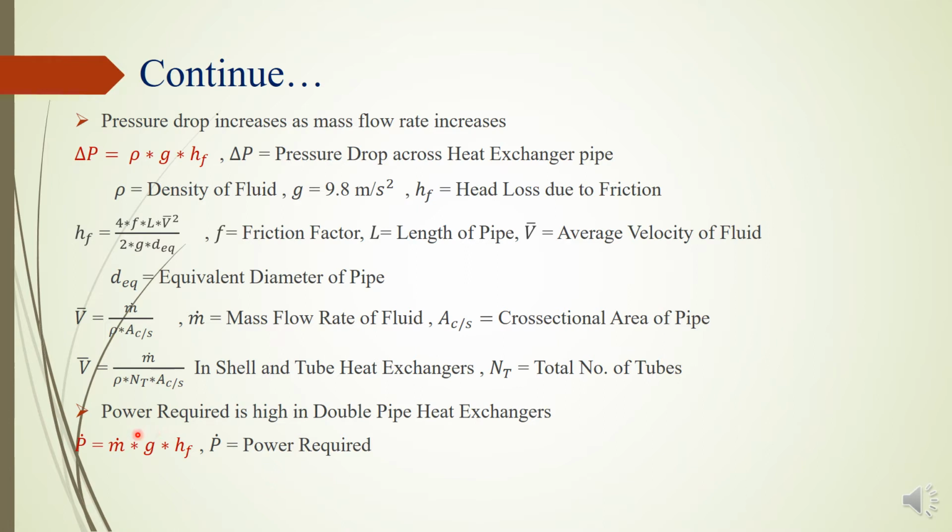In the same way, the power required is high in double pipe heat exchangers, as we can see P dot = m dot g hf. In this, as m dot increases, the power required in double pipe heat exchangers will also increase. That's why we don't use DPHE, that is, double pipe heat exchangers.